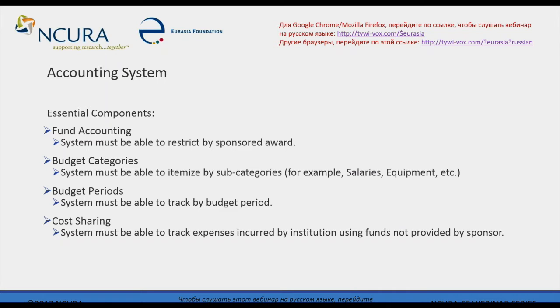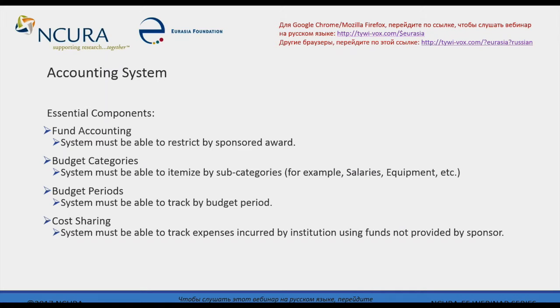This can often be confusing for principal investigators who tend to think of their funds as one big pool of available funds. But from an accounting and administrative perspective, it's very important to have several segregated components of their funding pool.